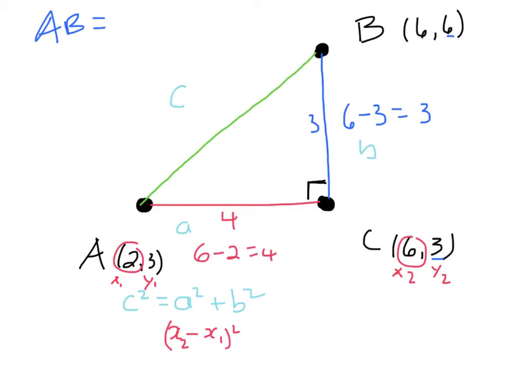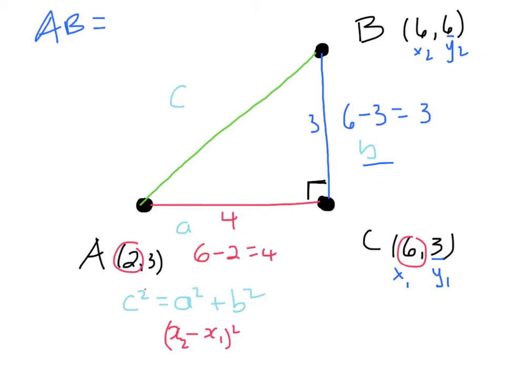To get my B value, let's just erase these, because I just want to change up the letters. It doesn't really matter which ones you choose, again, as long as you're consistent. So I'm going to call these ones x1 and y1, and I'm going to call this x2 and y2.